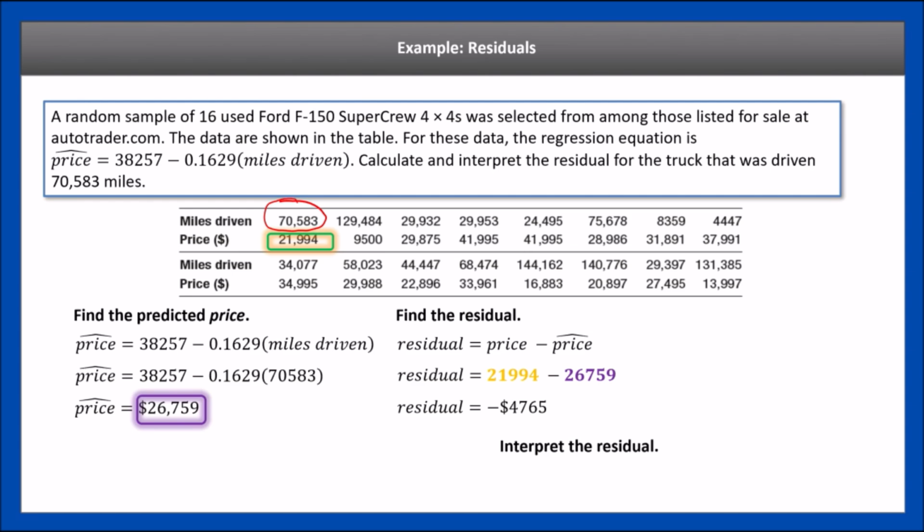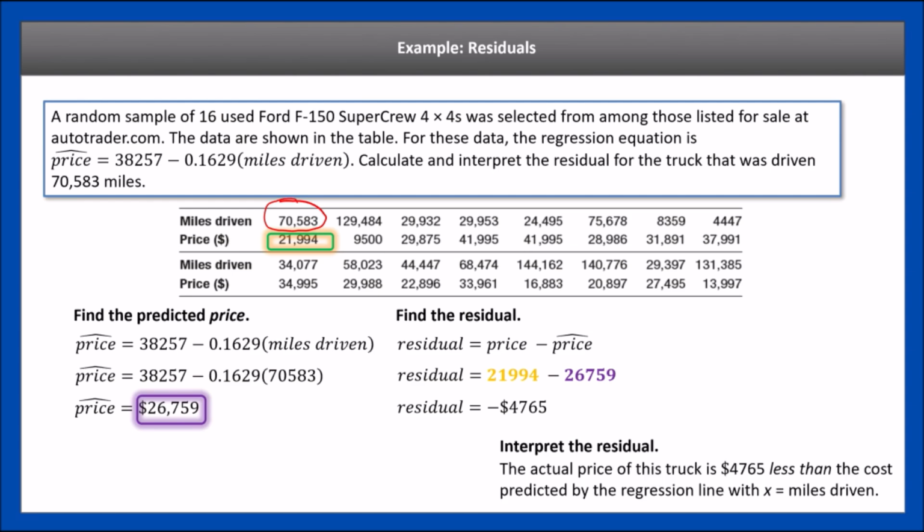So interpreting that means we're talking about the actual price of the truck is that much less than the cost predicted. The $4,765 that we calculated means that we over predicted, and so the actual price was less than predicted. Okay, so hopefully that made sense.